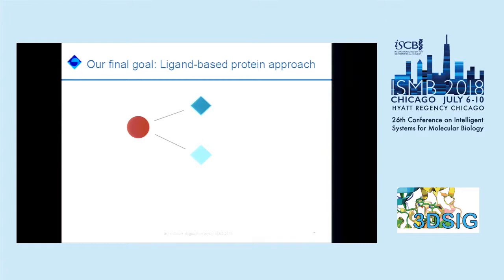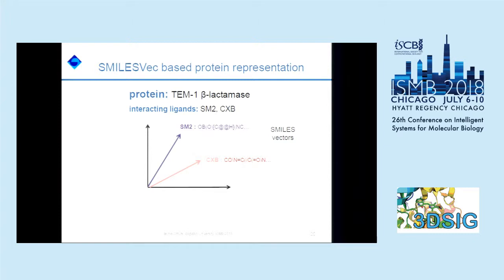Okay, let me remind you of our initial goal. We actually tried to build a representation for the protein, and we said that we will use their interacting ligands. So far, we decided that we will use SMILES strings, and on top of that, we trained a neural network-based algorithm and created a high-dimensional, real-valued vector representation for the SMILES that we call SMILES-vec. And now we will move on with the protein.